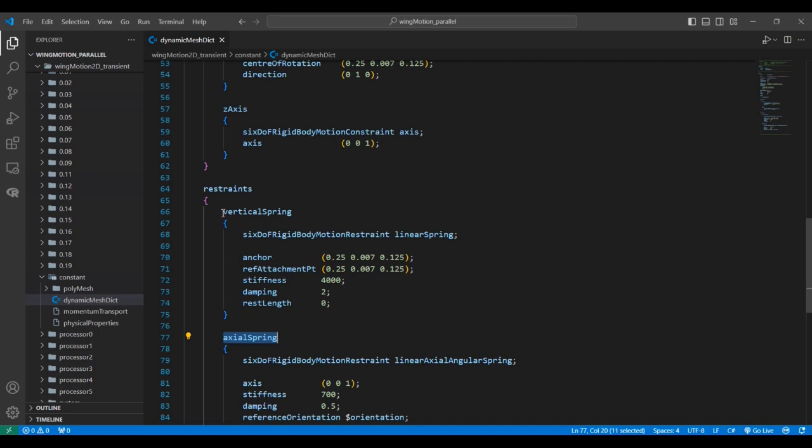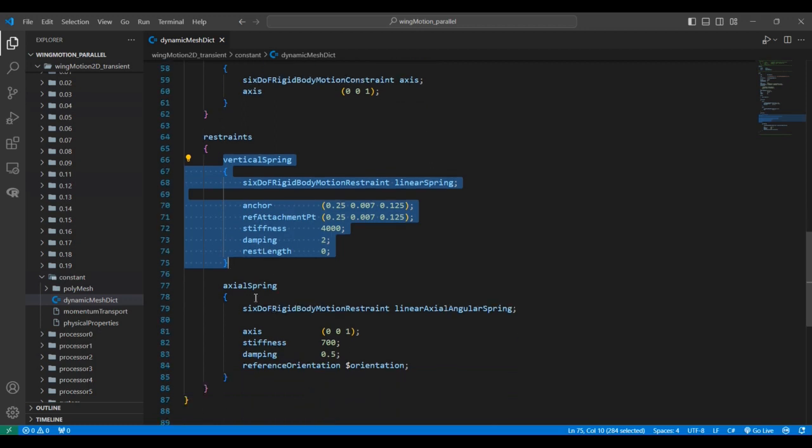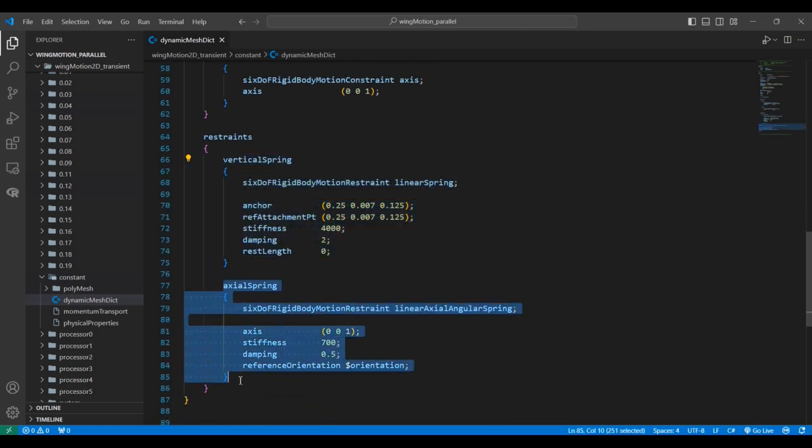The linear spring actually defines the translation motion of the wing motion file, and the axial spring defines the rotation of the wing. Here we use the anchor that is the same as the center of mass that we want. Next, we define the stiffness and the damping factor. Changing this factor will actually affect the rotation constraint that we want the wing to rotate. Similarly, for axial spring, we define the stiffness and damping.